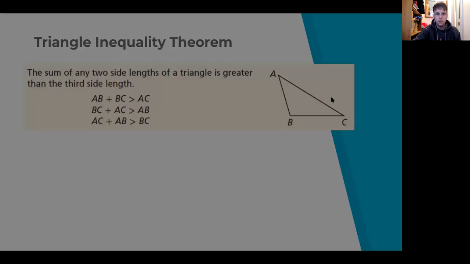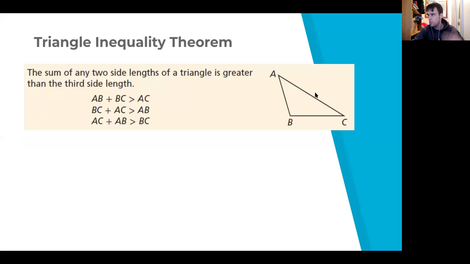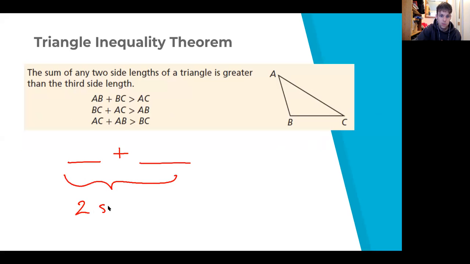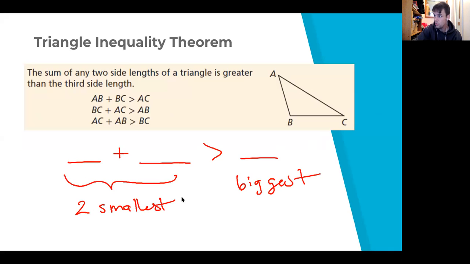All right, so let's go ahead and do this. Oh, yeah, sorry. And also the triangle inequality theorem. The triangle inequality theorem states that the sum of any two sides has to be greater than the third. Even more simply than that, the two smallest sides added together has to be greater than the biggest side. As long as this holds, it'll work, and then the other ones will work also.